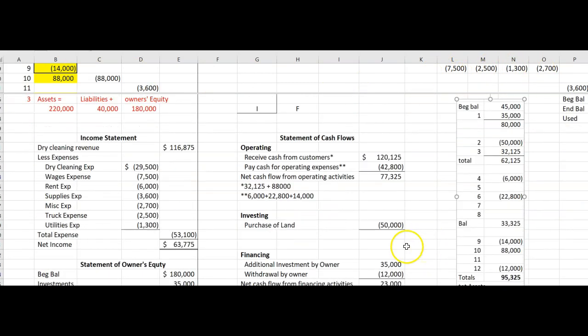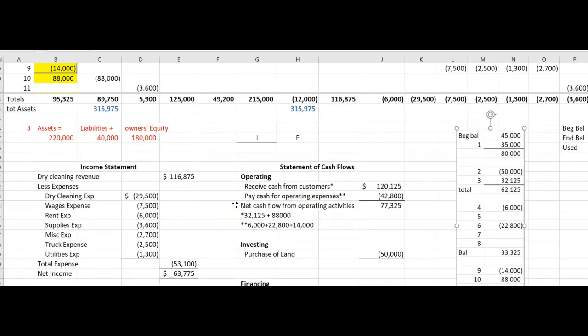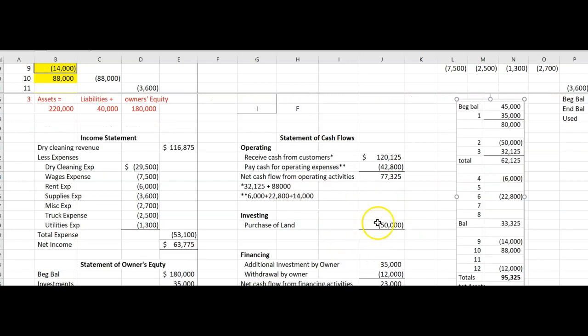When you pull back and look at this statement, our net income was $63,775, but our cash flow from operating activities was $77,325, so it was actually much higher. Operating activities are revenues and expenses, things that we do all the time, usually adjusted for changes in current assets and current liabilities. This is what we're in business to do, and from it we made $77,325 in cash. Then what did we do with it? We purchased land. Investing activities are changes in long-term assets, typically land and buildings, so that's a cash outflow of $50,000.